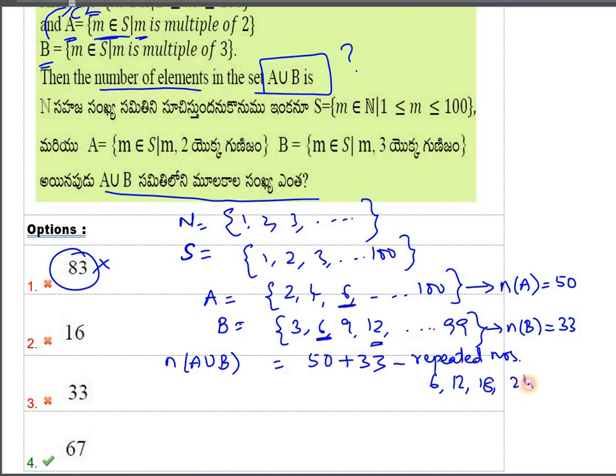So we write only one time. So one you have to remove. Out of these 33, we have to remove the duplicates. Up to what? If you observe, this is the table of 6: 6 1s are, 6 2s are, 6 3s are, 6 4s are.